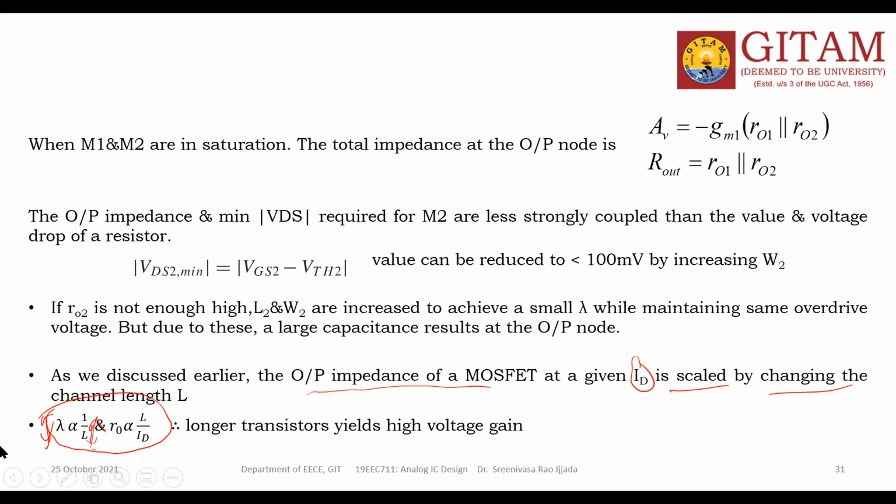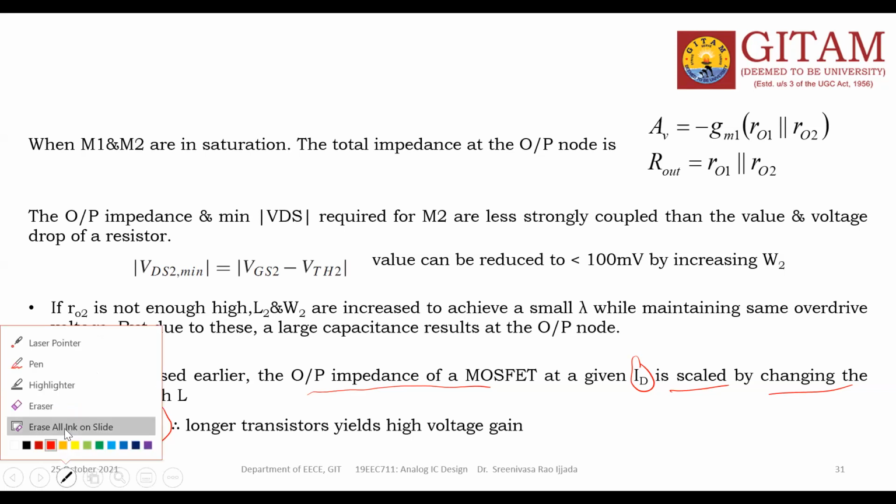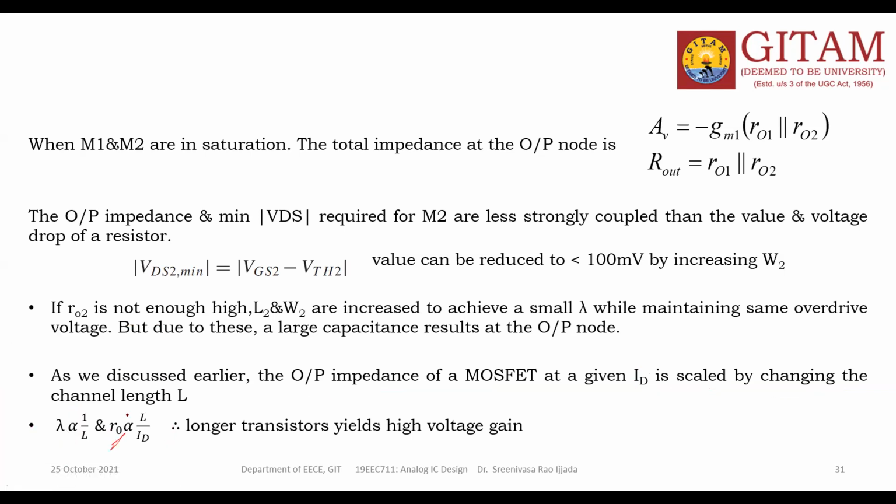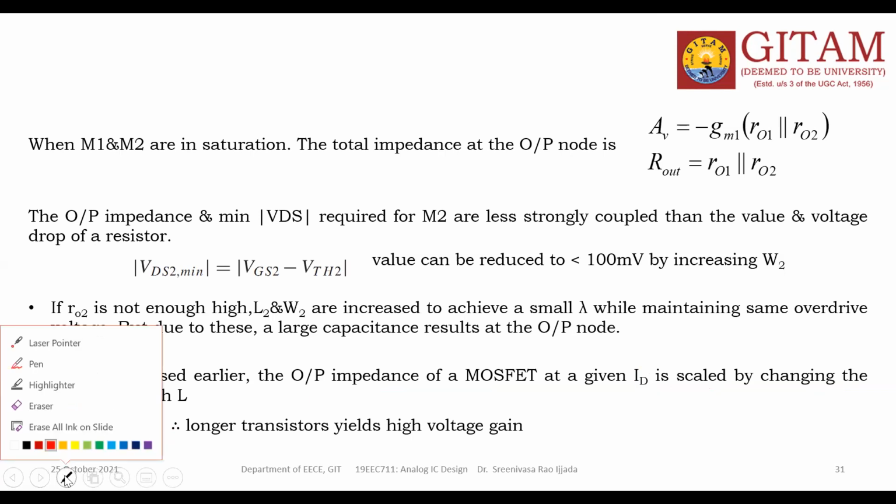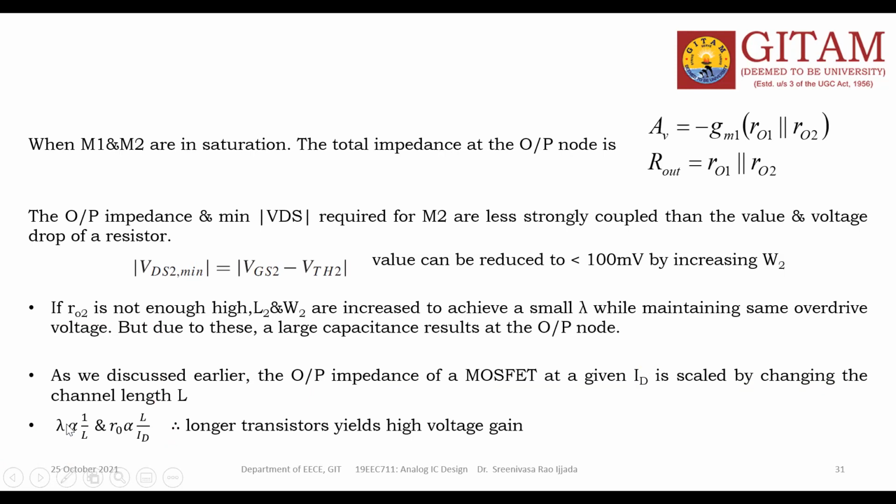And the second one is that your R0 value, that means the output resistance of the device, is proportional to L by ID. That means if the channel length is more, R0 is more. If the channel length is less, R0 is less. So these are the two relations, both the channel length modulation factor as well as the output resistance depending on the channel length. From this, I can conclude that longer transistors yield high voltage gain.